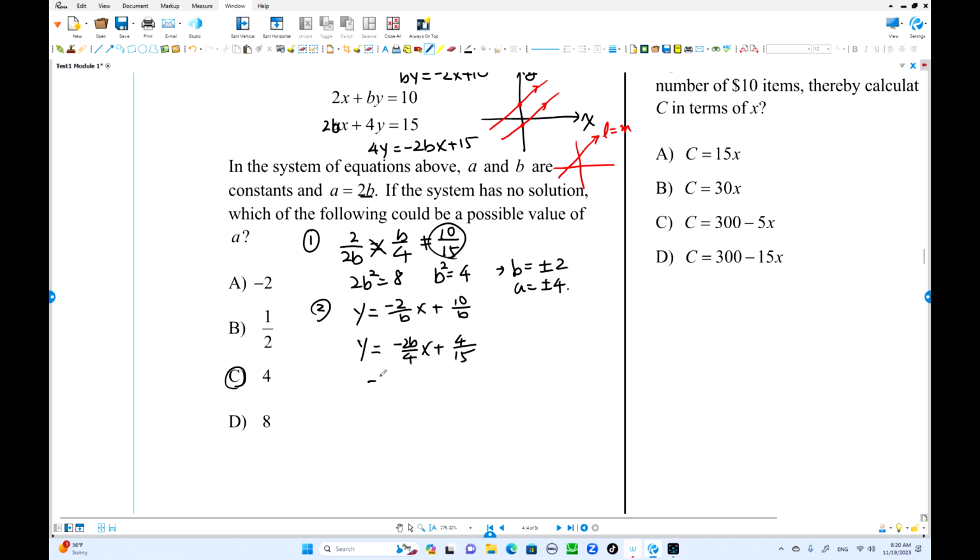Anyway, the slopes are equal, so negative 2 over b must equal negative 2b over 4, okay? So this is the same thing. Negative 2b squared equals 8. Still, b equals plus or minus 2. Okay? When you get b equals plus or minus 2, the intercepts are not equal. Anyway, choice C is the answer. Okay? I like this method. Okay? That's a shortcut.